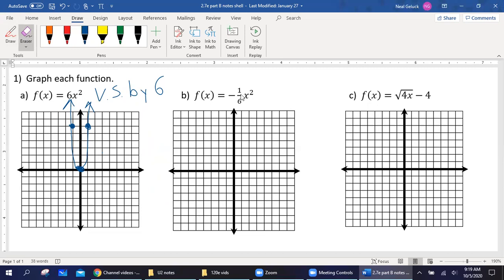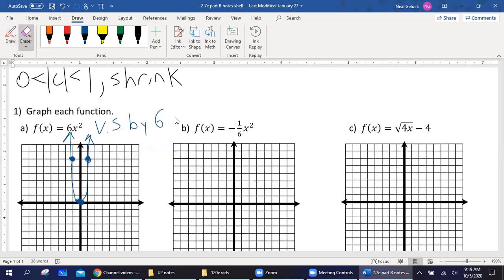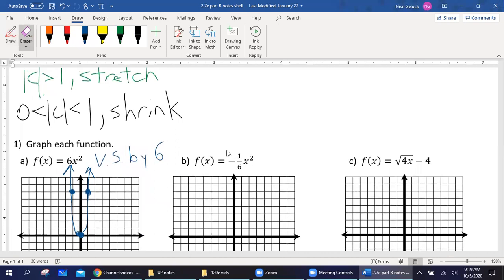For letter B, -1/6. Okay, so this is why the absolute value part comes in here. If I take the absolute value of -1/6, it's 1/6. That is between 0 and 1. That means it's going to vertically shrink this graph. I guess I should have put stretch on that other one because they both start with an S, vertical stretch. So this one's going to be a vertical shrink by 1/6.